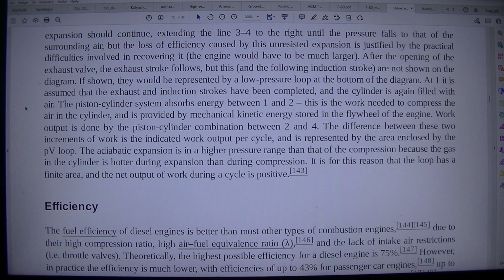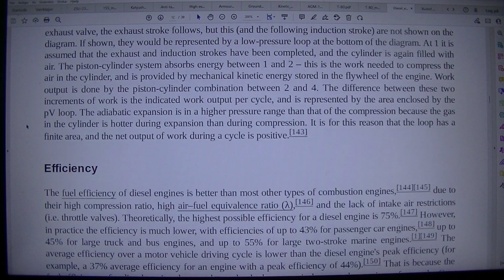This is the work needed to compress the air in the cylinder, and is provided by mechanical kinetic energy stored in the flywheel of the engine. Work output is done by the piston-cylinder combination between 2 and 4. The difference between these two increments of work is the indicated work output per cycle, and is represented by the area enclosed by the loop.